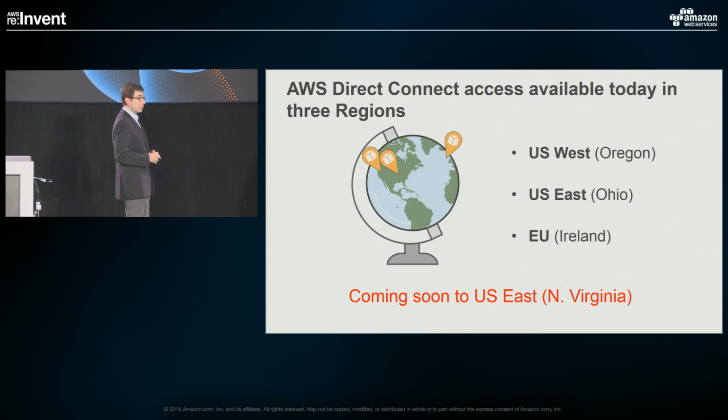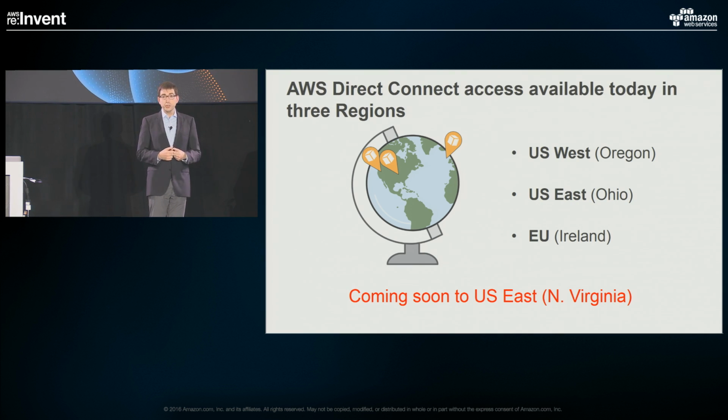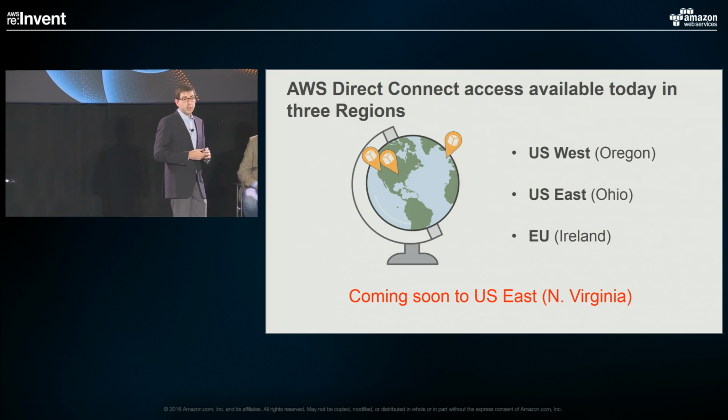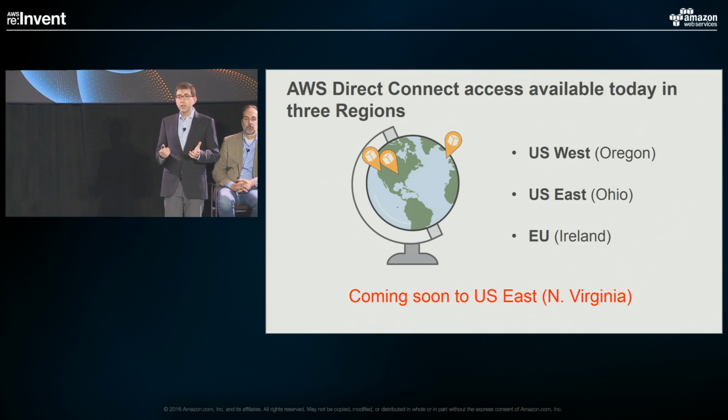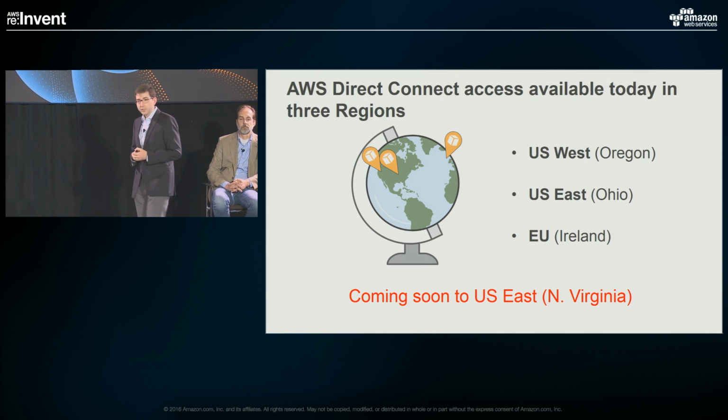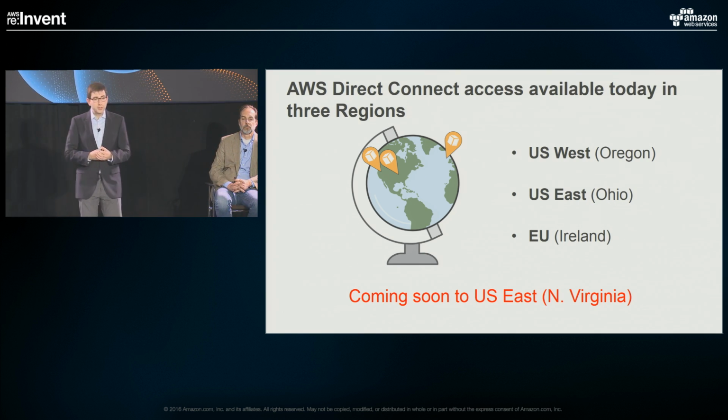And this Direct Connect feature is available today in 3 regions. It's available actually starting right now. US West Oregon, US East Ohio, and EU Ireland. And then it's coming soon to US East Northern Virginia.